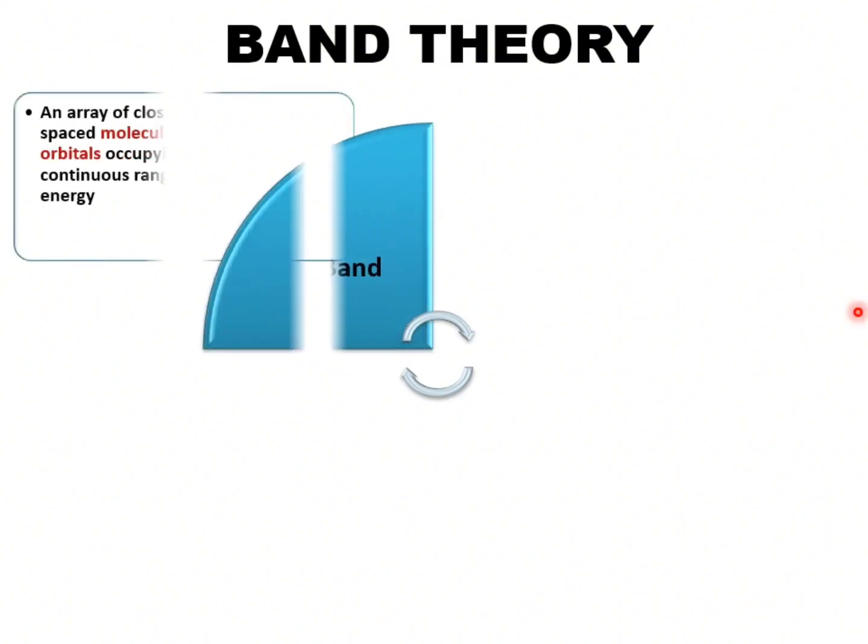Okay guys, before we look at what is band theory, you need to understand a few terms in this subtopic. The first one, what is band? So band is an array of closely spaced molecular orbitals occupying a continuous range of energy. So actually band ni macam ni je kelas. Awak anggap orbital yang kita pernah belajar tu sebelum ni adalah band.